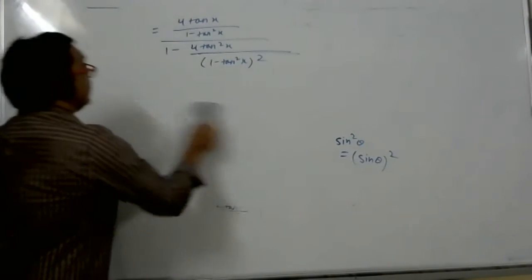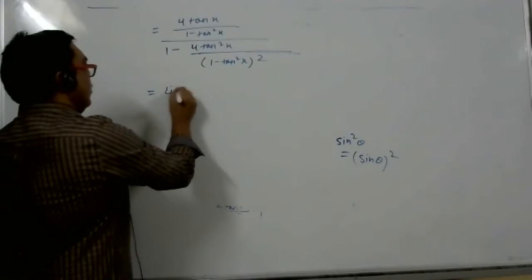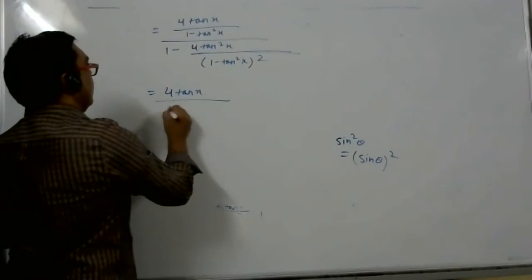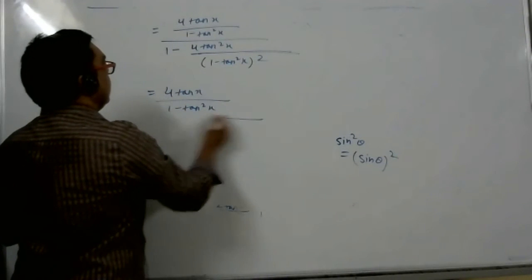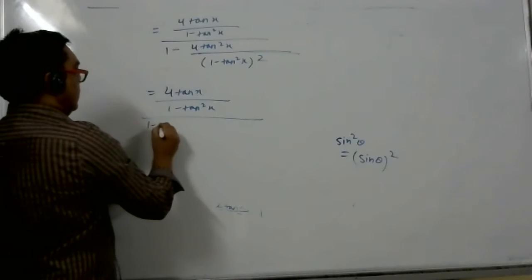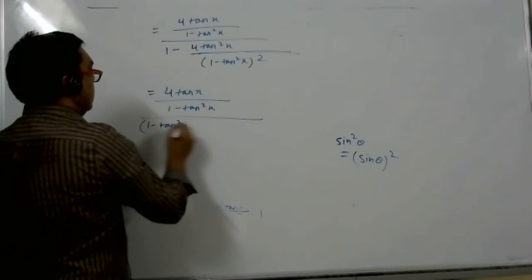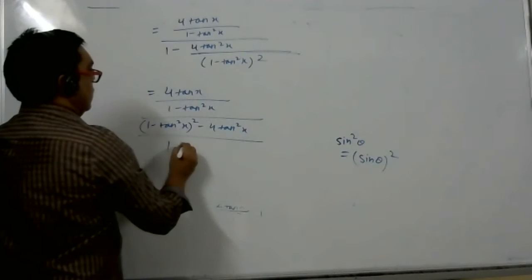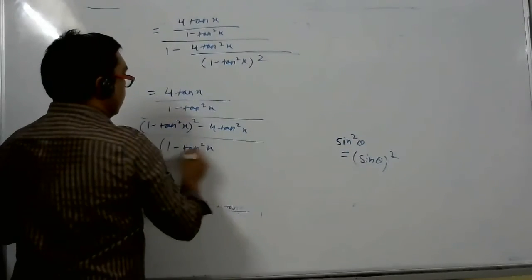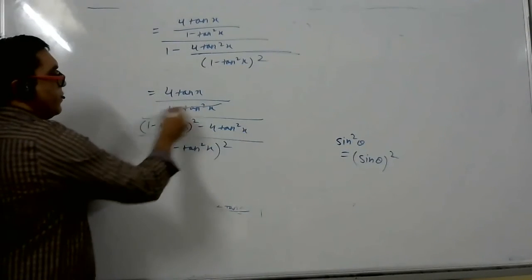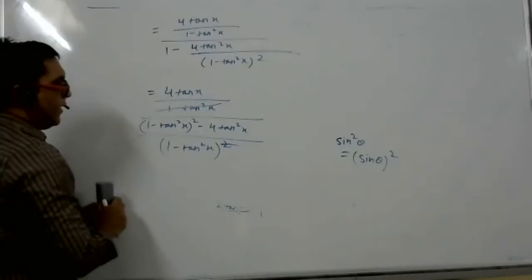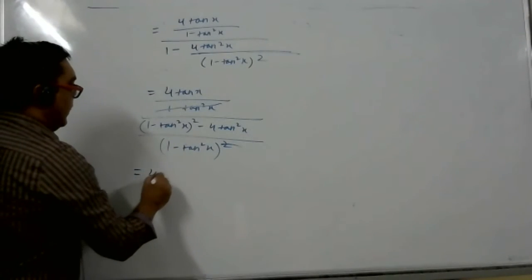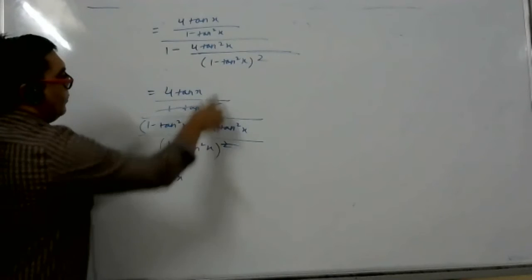So now what we'll do? LCM. So LCM how much? You told before only. So 1 minus tan square x. This will go here. LCM you know, na? So what happens, student? You have 1 minus tan square and this will get cancelled. Are you understanding this maths? Yes, sir. 4 tan x, this will go up.